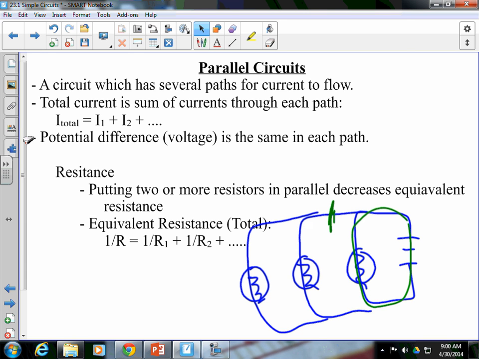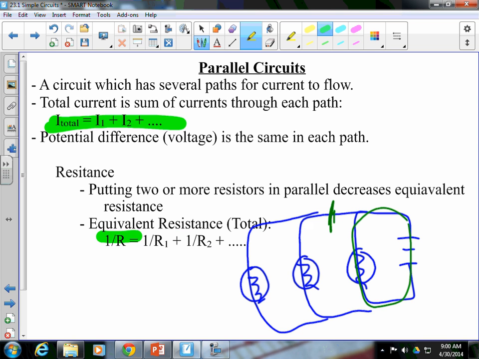The difference, though, is with parallel circuits, our equations change. With series circuits, we are able to add our voltage together. We are able to add our resistance together. With parallel circuits, we are going to have to focus on our currents. We're going to have to add the current from each resistor drop to figure out the total current in the entire circuit. Also, with resistance, for series circuits, we are able to add resistance. 1 plus 2 plus 3, boom, add them together.